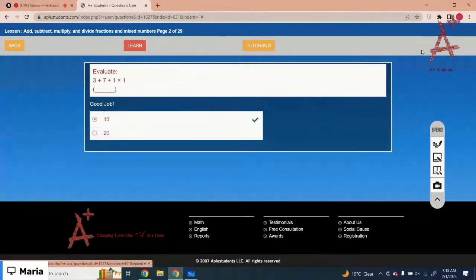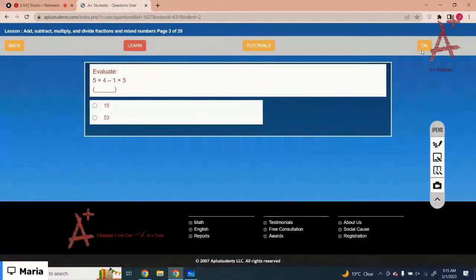So keep this very important point in your mind. When you have more than one operation involved, you have to do it from left to right. But keep in mind, multiplication and division have the higher priority. So you have to go from left to right, but you have to do multiplication and division first. Got it? Then you have to do addition and subtraction. Got it? Okay, let's start with the first one: 5 times 4 minus 1 times 5.